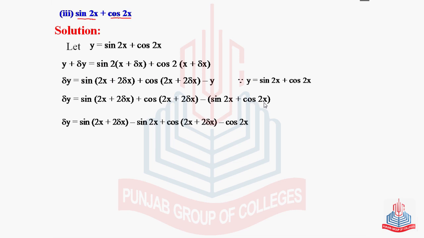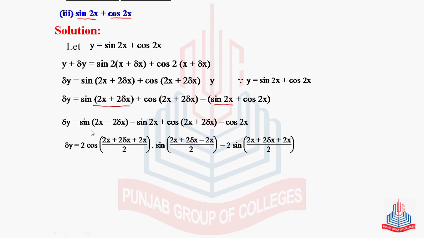So here we have sine 2x plus 2 delta x, and this sine 2x will be combined to this sine. So we have sine 2x plus 2 delta x minus sine 2x, and this cos 2x will join this cos, and now that will become cos 2x plus 2 delta x minus cos 2x. So we apply simplification step here.